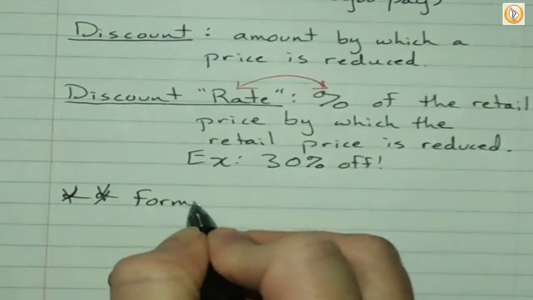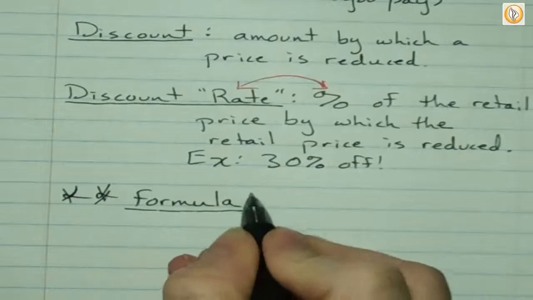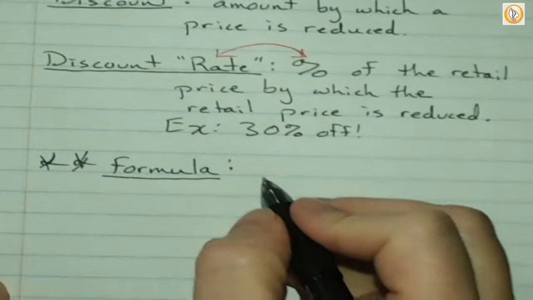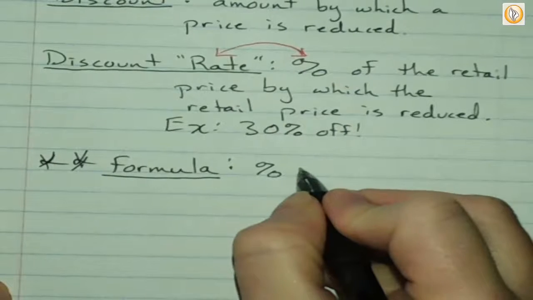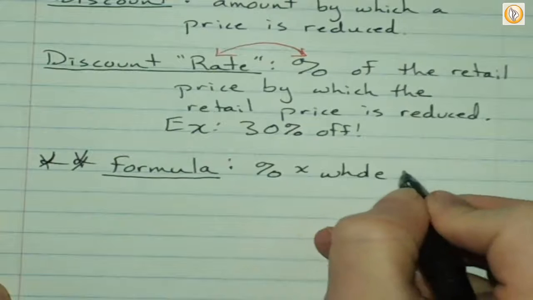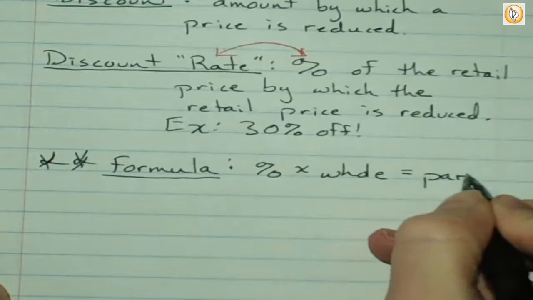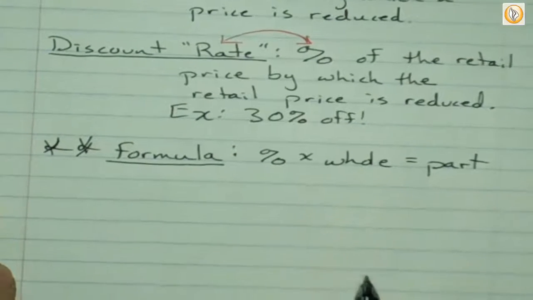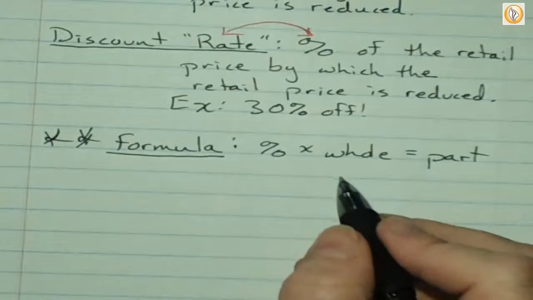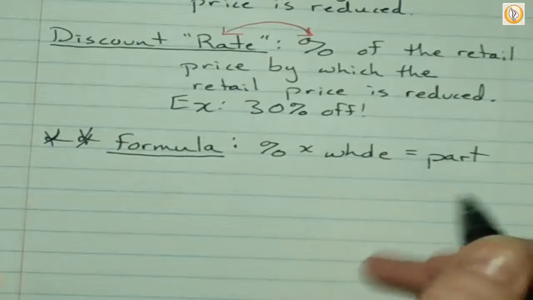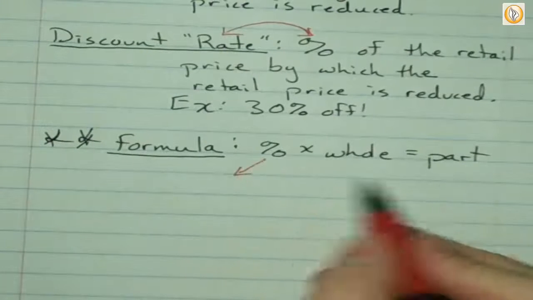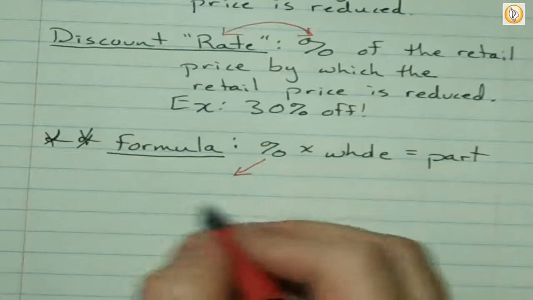Formula. Percent in that conversion chart times whole equals part. That says whole, by the way, my O and my L kind of ran together. So percent times whole equals part. Remember this formula? Percent times whole equals part, we kind of talked about.